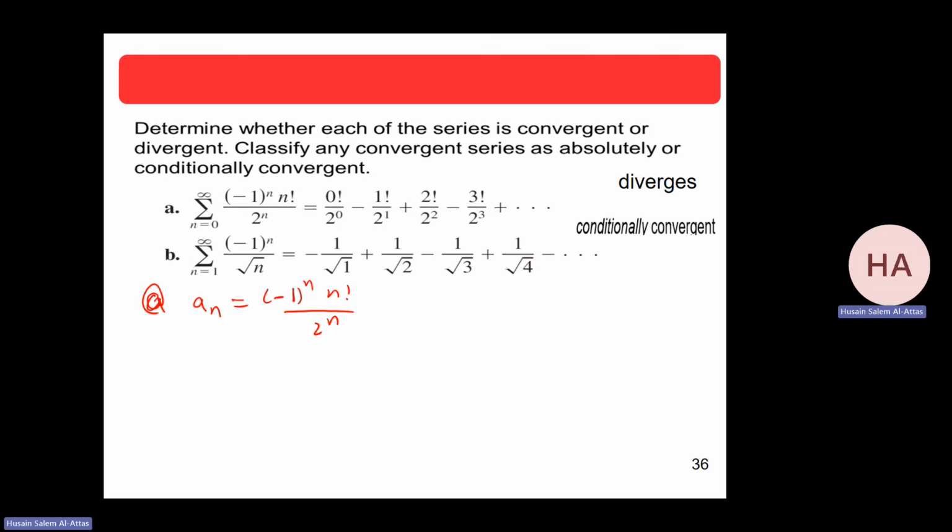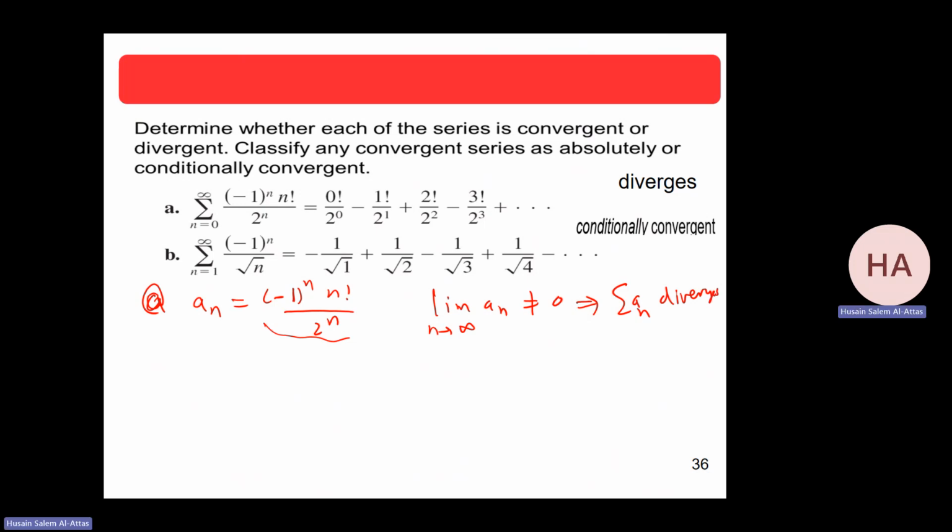I want to prove that the limit of AN as n goes to infinity is not equal to 0. If that's true, then the series diverges.